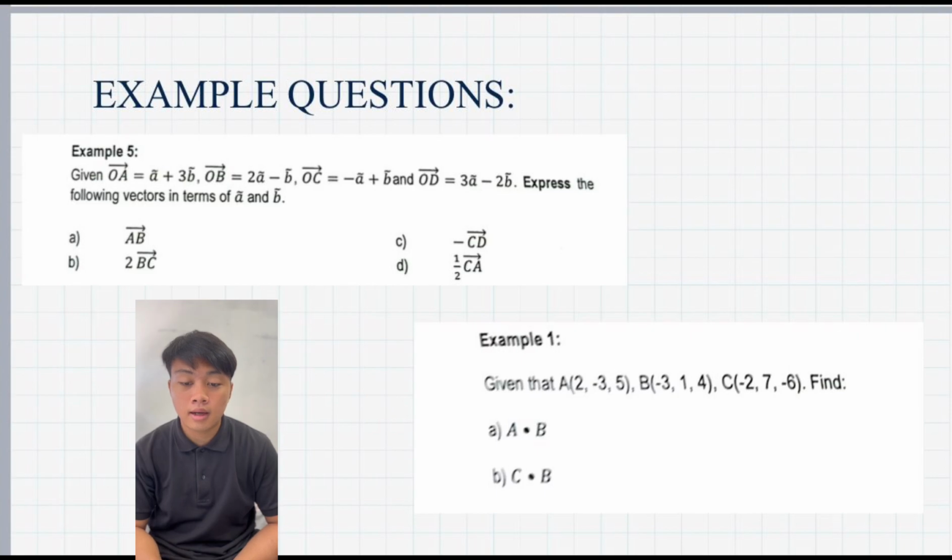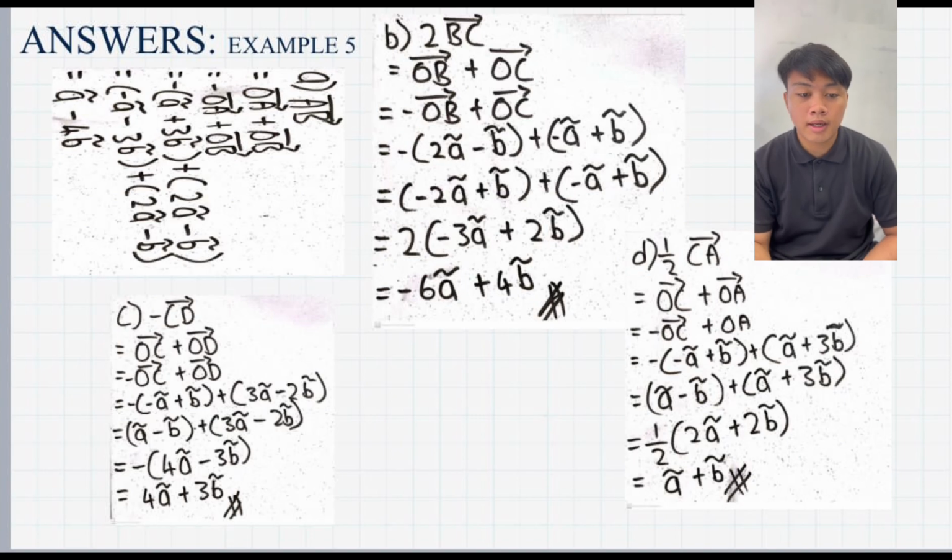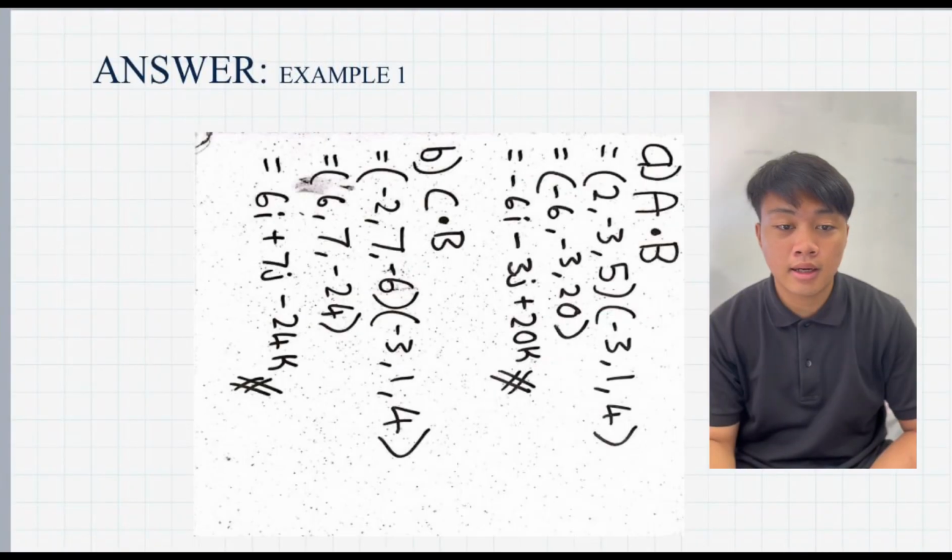And then the other example is example 1, given that A is 2, negative 3 and 5, and B is negative 3, 1, 4, and then C is negative 2, 7, and negative 6. Find A dot B and find C dot B. These are the answers from example 5, and this is the example from 1.